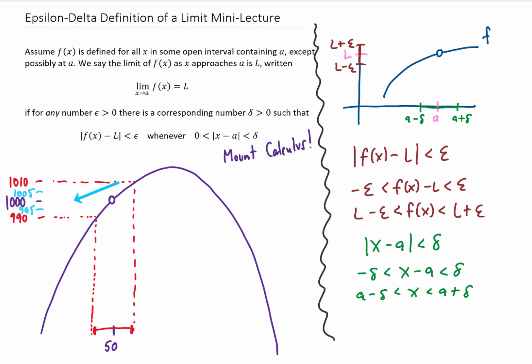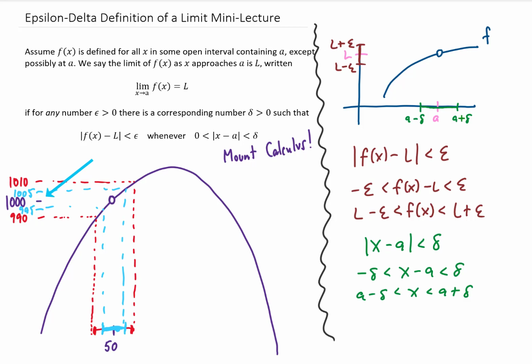And you hike Mount Calculus from this direction, and you hike Mount Calculus from this direction. And you realize that if you get within 1 mile in either direction of this 50-mile marker right here, that would put you between 49 miles and 51 miles. If you're somewhere down here in this domain, then that's going to guarantee that your altitude on Mount Calculus is somewhere between 995 feet and 1,005 feet.